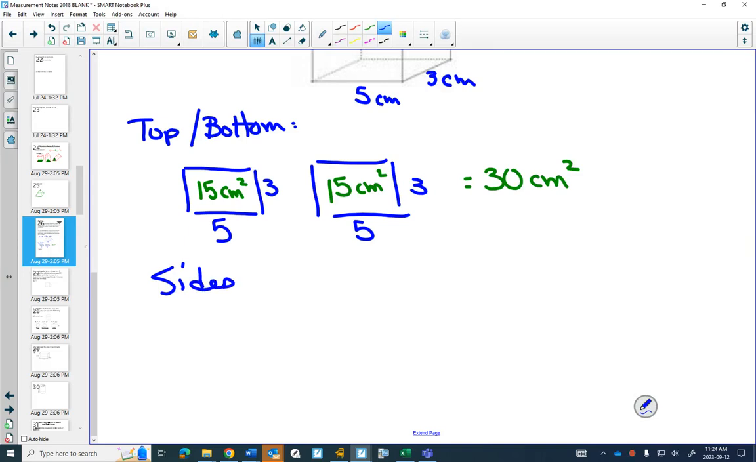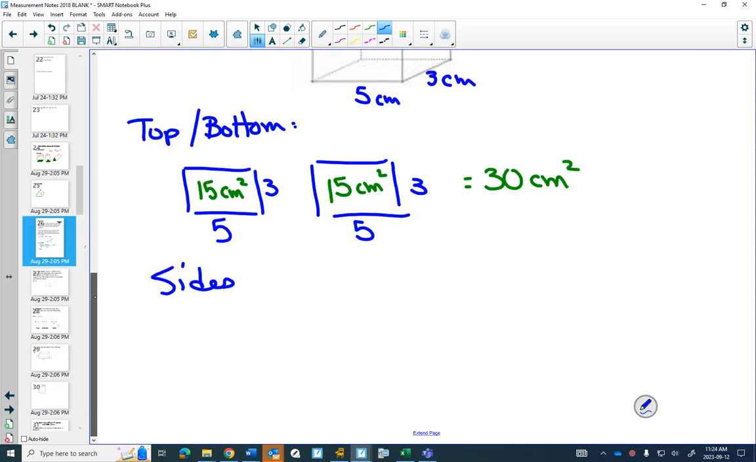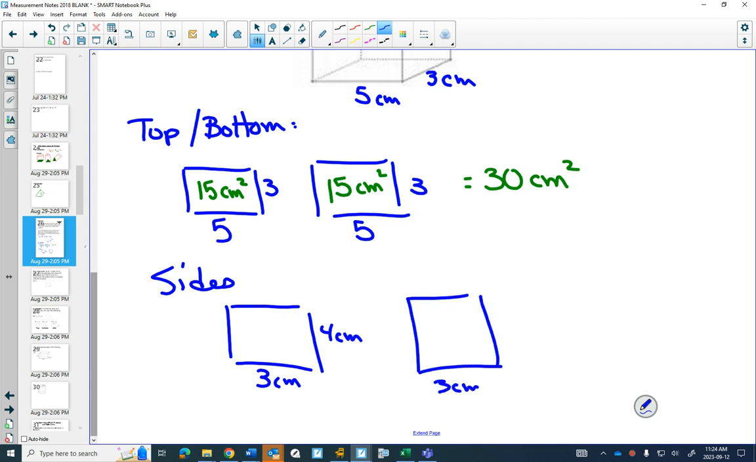So now I'm going to go to my sides. I go to my picture, my sides, those rectangles. They're 3 centimeters by 4 centimeters. Length times width. My sides together will give me 24 centimeters.